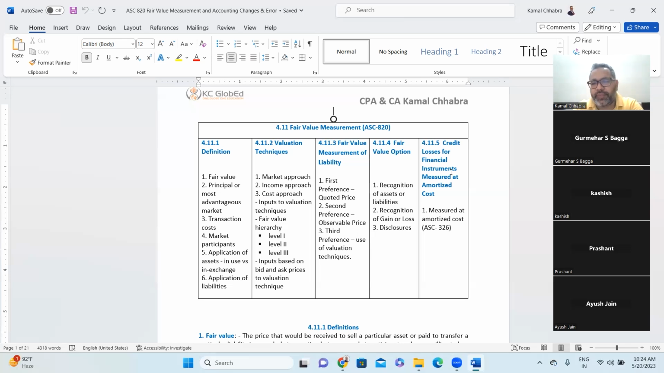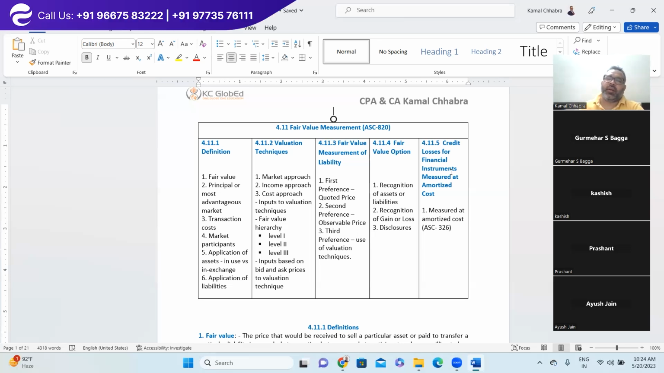So there are 3 categories of valuation technique. First one is market approach, second one is income approach, and third one is cost approach. So we'll be understanding in more detail what is market approach to do the valuation or fair value valuation, what is income approach and what is cost approach. In that we'll be understanding in more detail about various categories of input which we consider to calculate the valuation of the assets and liability under the different approaches, whether it's market approach, income approach, or cost approach.